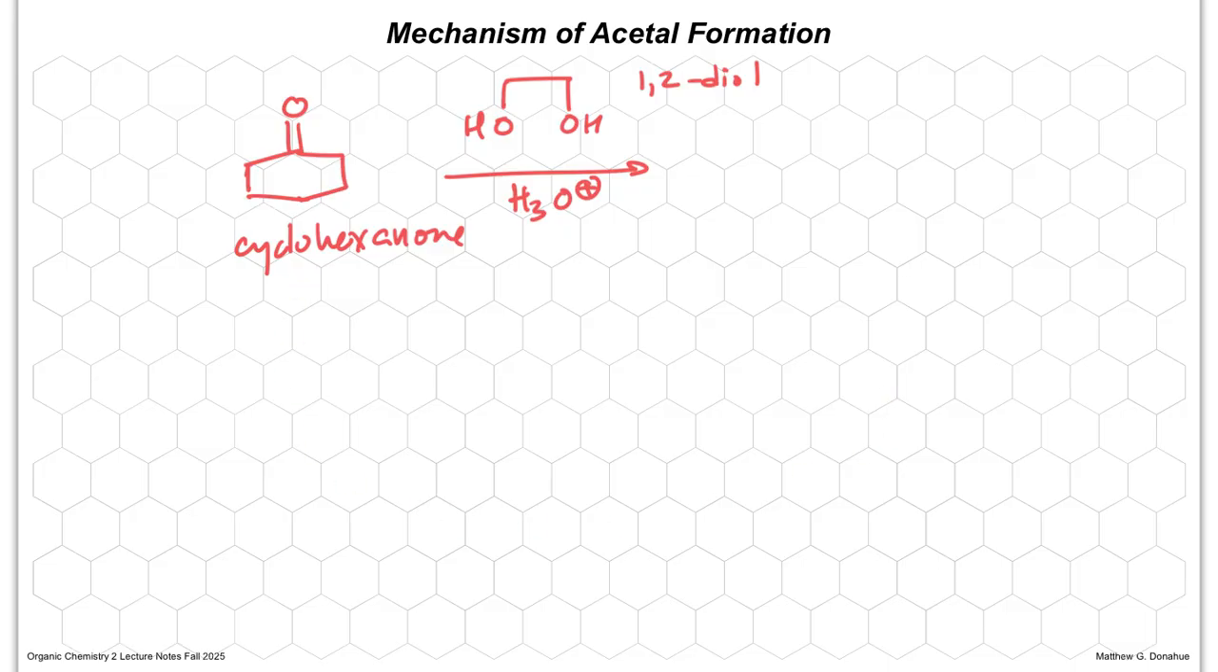So I'll write the mechanism, but what I want to do now is show you a way of thinking about how you can figure out what the product is going to be without having to go through all these steps. None of these carbons are going to change, so it's still going to be a six-membered ring.